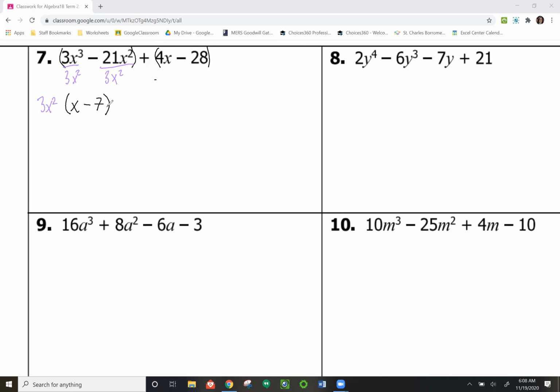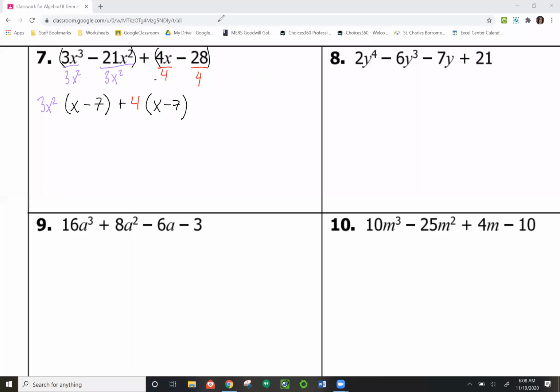Okay, so I want to make sure there's an x minus 7 in this next term, or what's remaining. So this is good. I have a positive and a negative. That's exactly what I want. So I'm just going to pull out a positive 4. Okay, so this is going to be plus a positive, I'm going to take out that 4. And now what's left inside of my parentheses? I have an x minus 7.